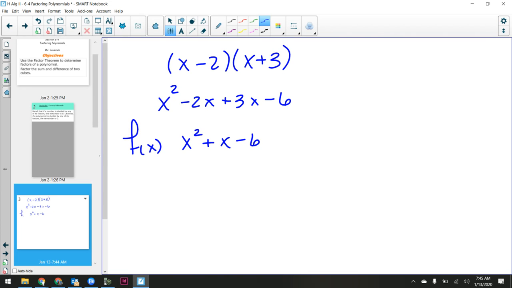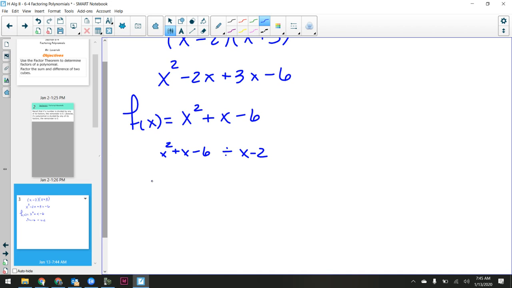Say I had this polynomial, and I wanted to divide it by one of its factors. What is one of the factors of x squared plus x minus 6? Well, I just started with them, right? x minus 2. So if I took x squared plus x minus 6 and I divided it by x minus 2, what should happen with my remainder? My remainder should be 0.